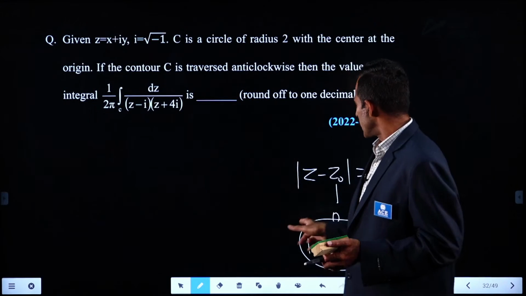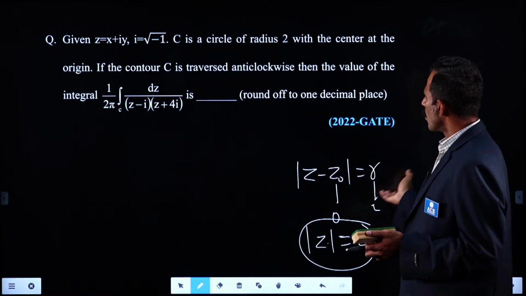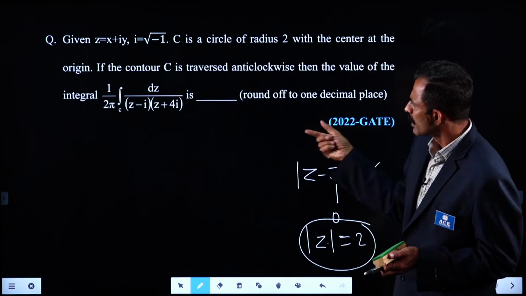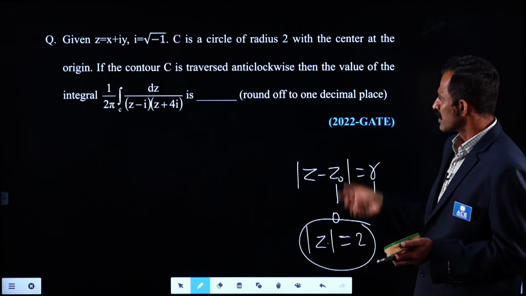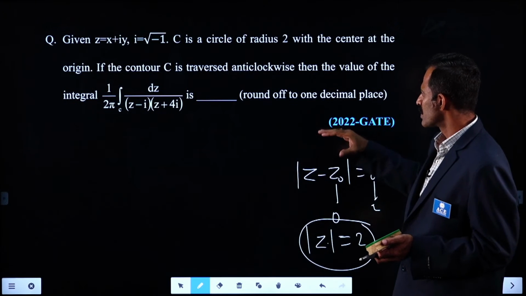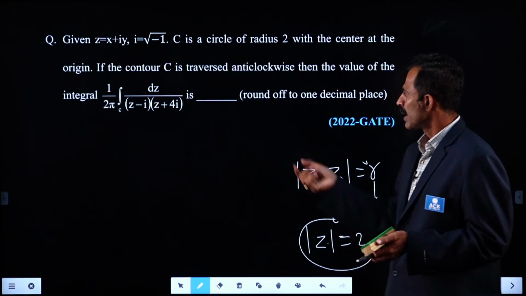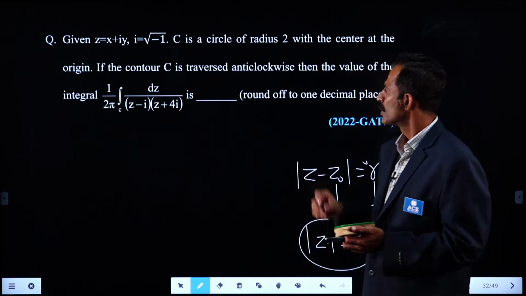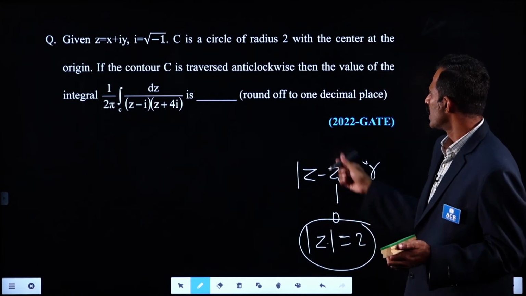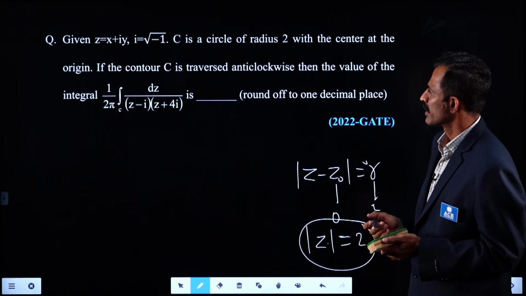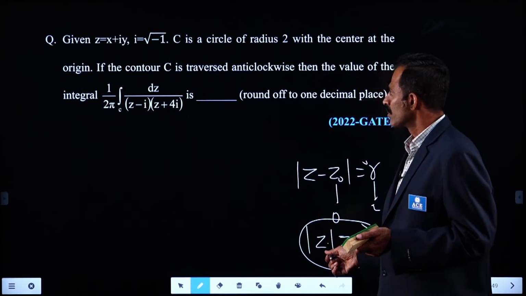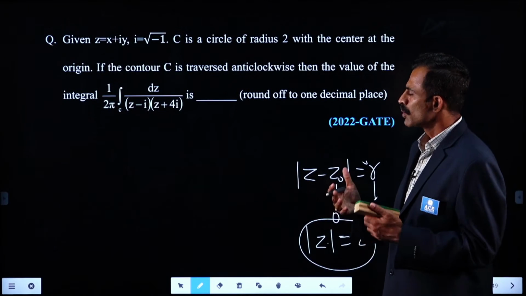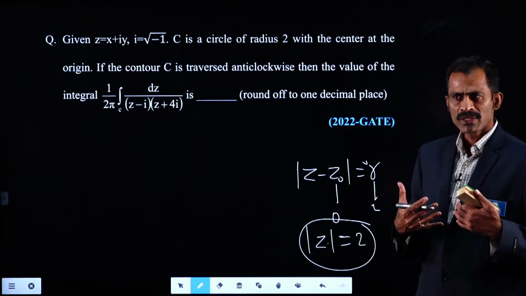The contour C travels anti-clockwise, then find the value of the integral rounded off to 1 decimal place. It is also a GATE question. This question was given in the recent year 2022 and it is a fill in the blank question, with a numerical value answer, rounded off to 1 decimal place. The integral is given along a closed curve. So again we try to do this problem by our step-by-step procedure.